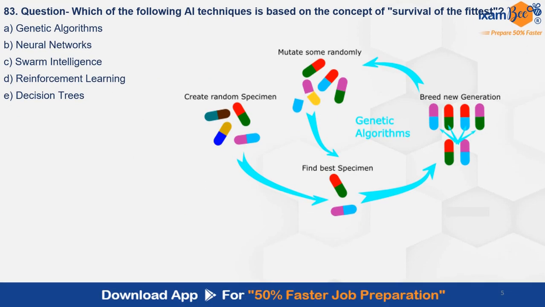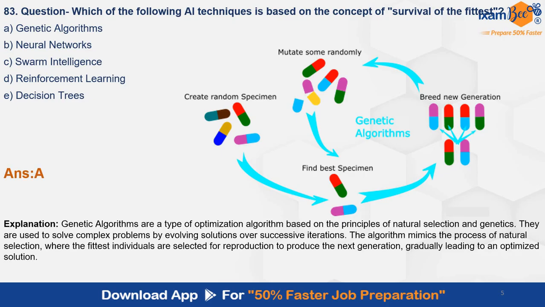Question number 83. Which of the following AI techniques is based on the concept of survival of the fittest? A. Genetic algorithms. B. Neural networks. C. Swarm intelligence. D. E. Decision trees. And the correct answer is A.